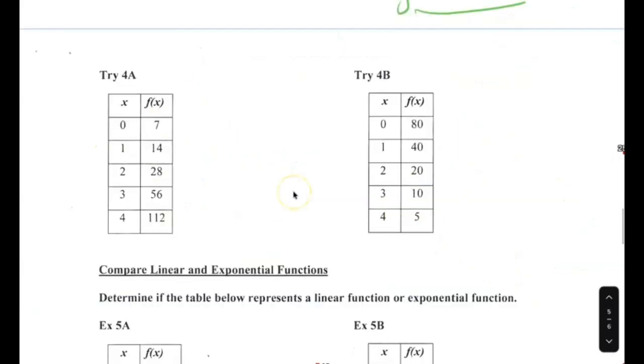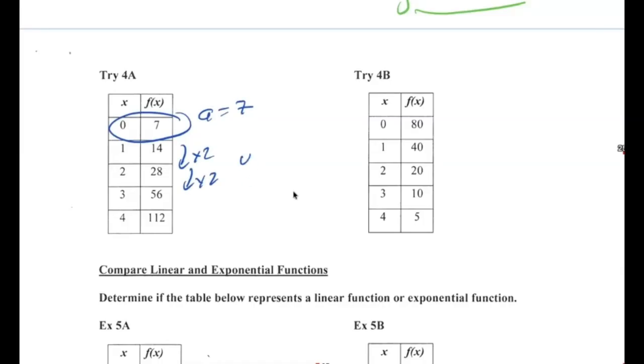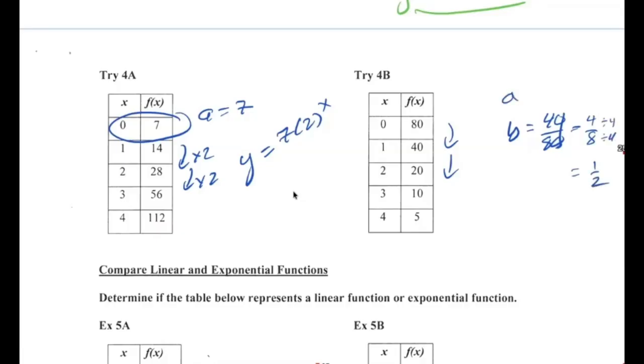If I was going to do a couple more just to show you, and do it a little faster, my a is 7, and we are multiplying by 2 every single time. This would be y equals 7 times 2 to the x. This one, you might be going, oh, we're dividing by 2. You can't put in the divide sign. If you're not sure what that is, just put the second over the first and reduce. I get 4 over 8. Divide them both by 4, and you get 1/2. My a here would be 80. y would equal 80 times 1/2 to the x.